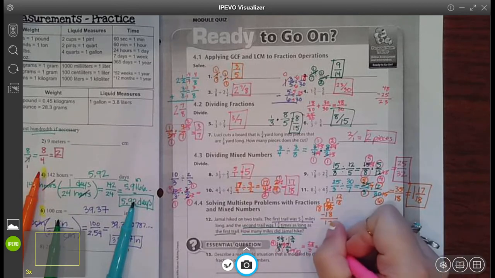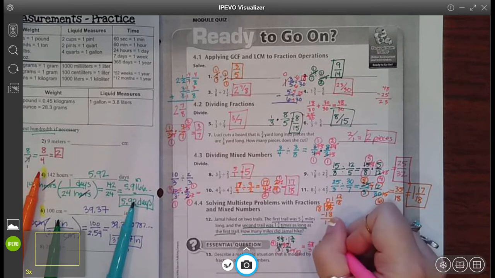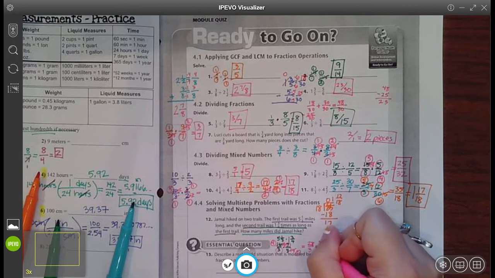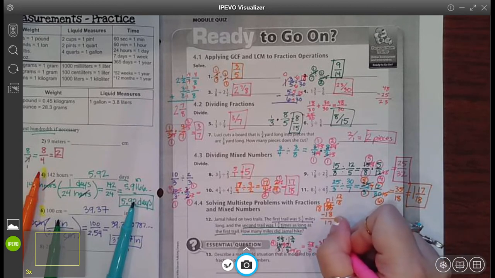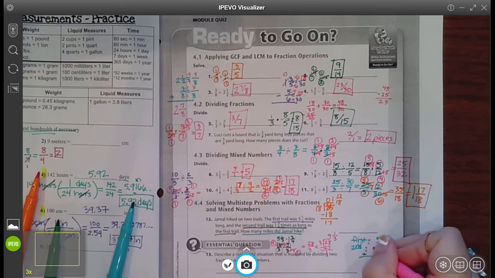Well, take the top, divide it by the bottom. 3 goes into 28 9 times, and 9 times 3 is 27. When you subtract that, you have 1, so you put your remainder over what you divided by. So 28 over 3 is the same thing as 9 1/3. So that's how far he went on the second trail, and this is how long the first trail was. So let's add those together.